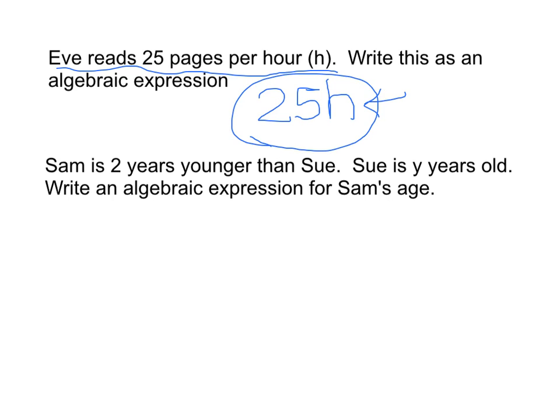Here's our next one. Sam is 2 years younger than Sue. Sue is y years old. Write an expression for Sam's age. How do you think you'd write that if Sam is 2 years younger than Sue?